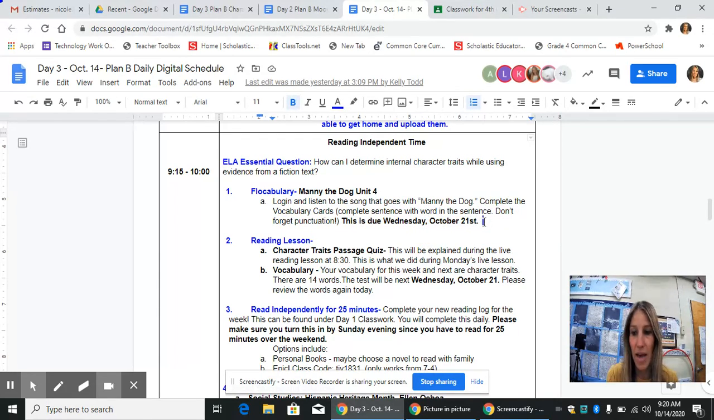Remember, you need to have a complete sentence, capital letter, period at the end, and the word needs to be in your sentence. And it needs to make sense. So make sure it's a complete sentence that makes sense with the word in it. You have another week to complete this, but I would get started on it sometime soon. Your test will not be until Wednesday, October 28th.